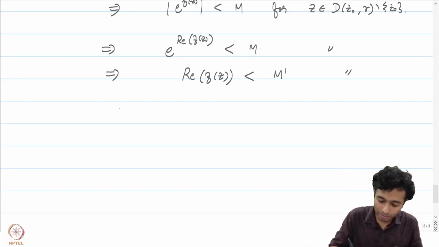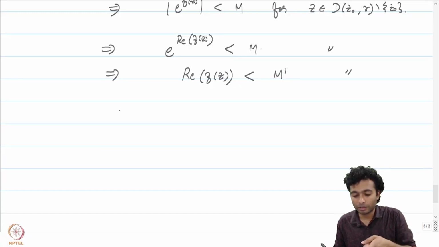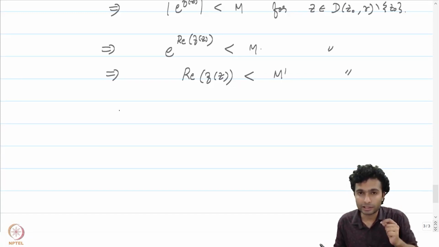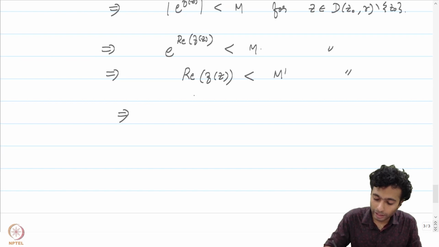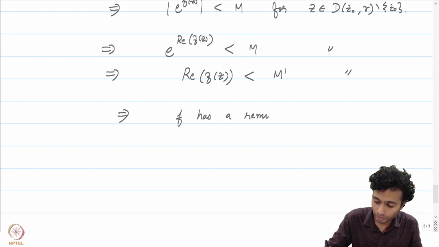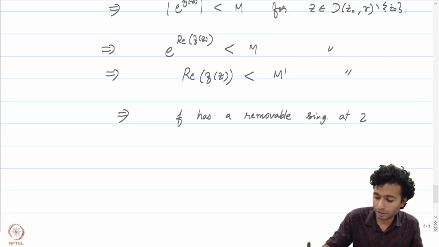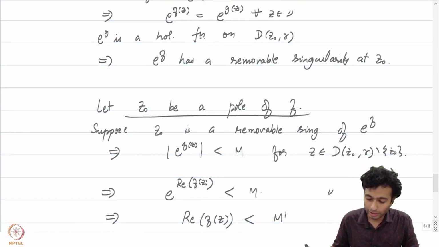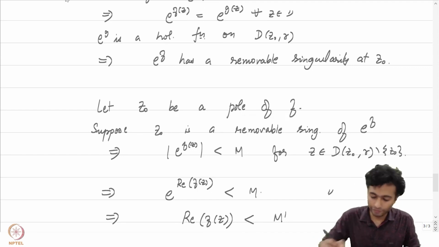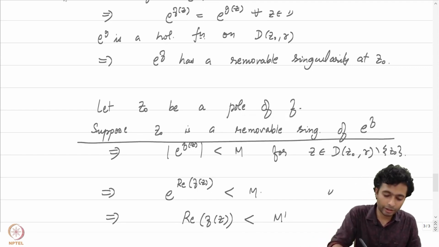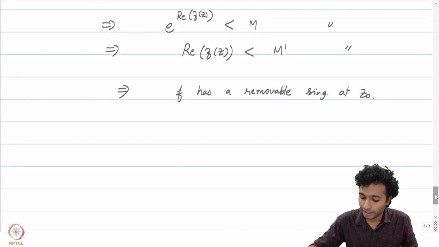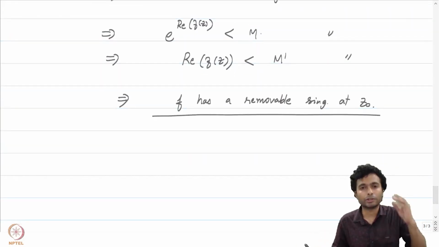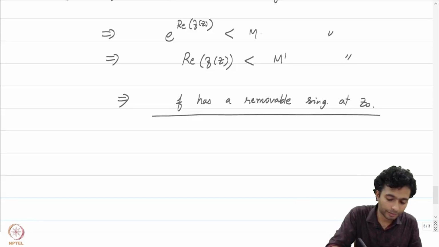But by the previous problem, what did we conclude if the real part of f of z is less than m prime? This helps us conclude that f has a removable singularity at z0, isn't it? But if you go up and check, we assumed that z0 is a pole of f. So if z0 is a removable singularity of e to the power f, we ended up concluding that z0 is also a removable singularity of f, which is a contradiction.